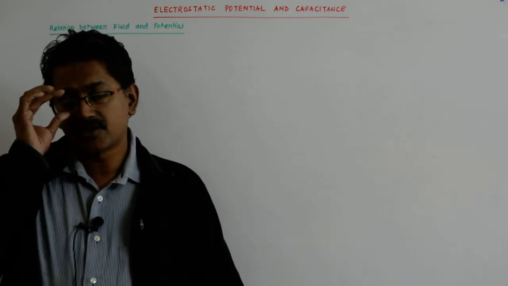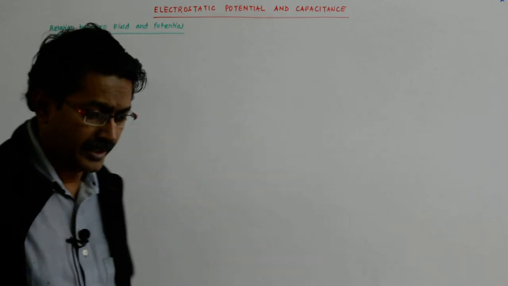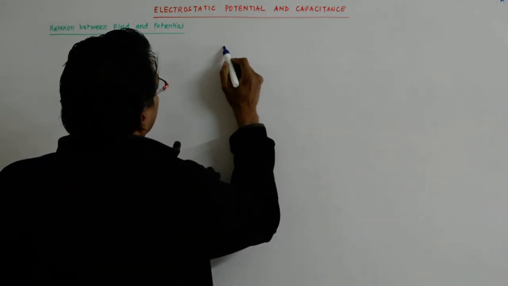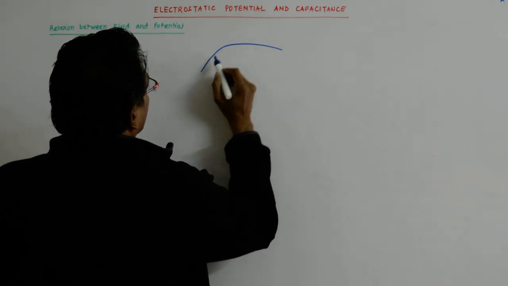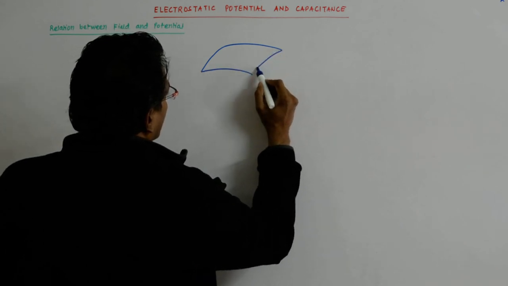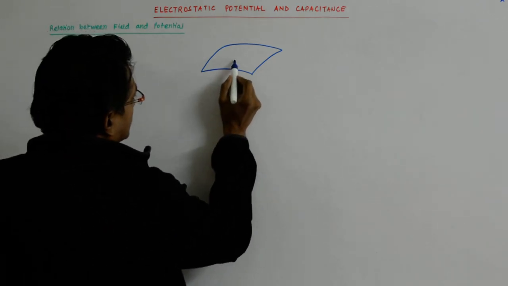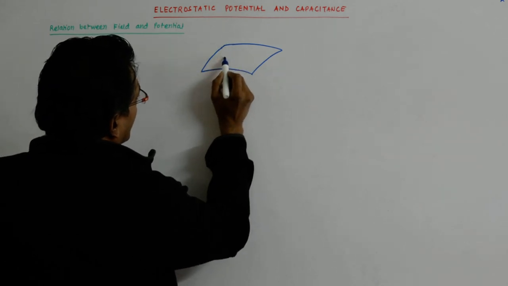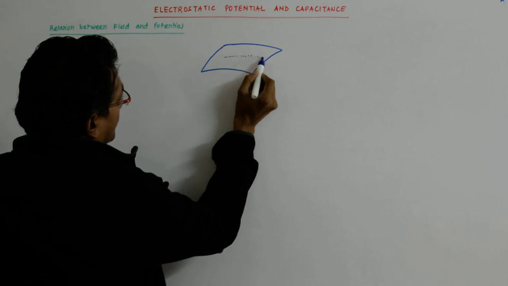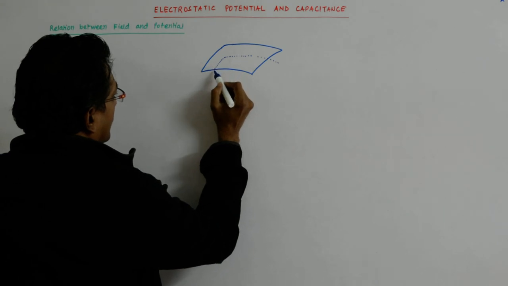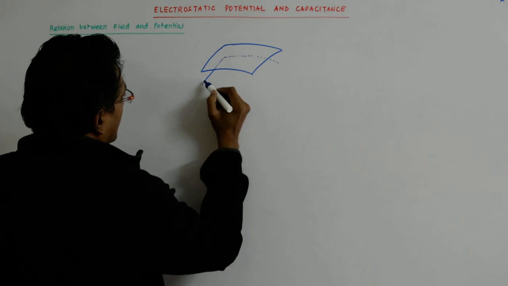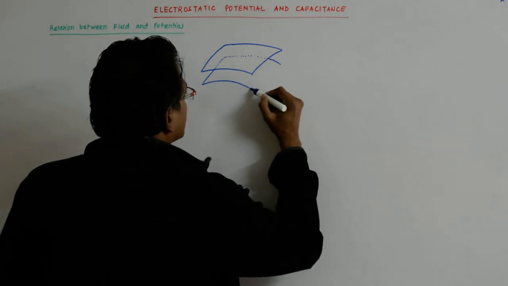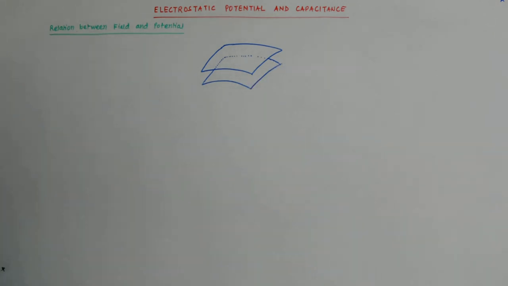We now come to explore the relation between the field and the potential. Okay? Let us say we have two equipotential surfaces. So these are two equipotential surfaces, okay?